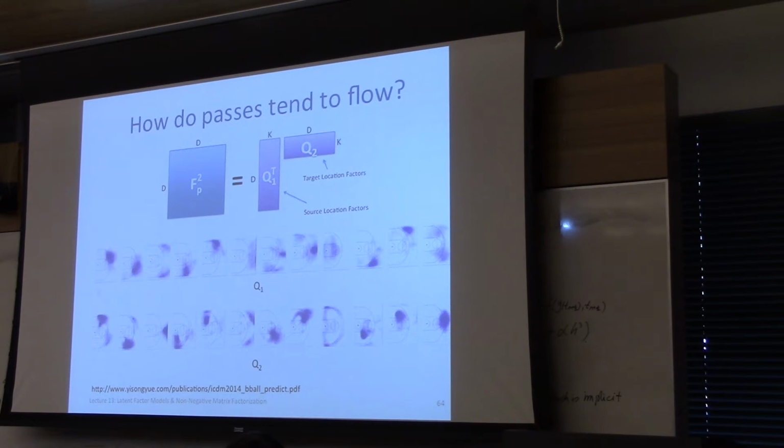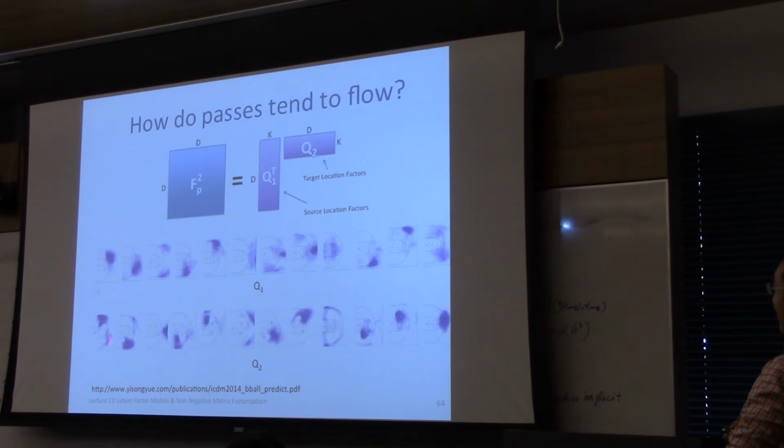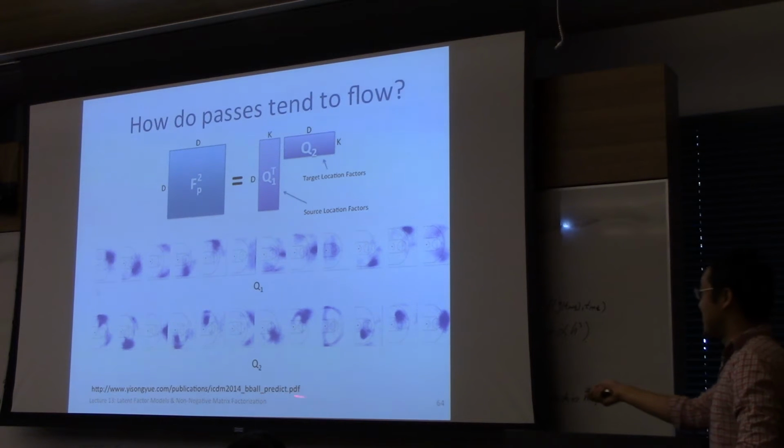So here, where do passes tend to flow? If this is the locations on the court, if you are over here, you tend to pass to someone over here. If you're over here, you tend to pass to someone over here, and so on and so forth. If you're interested in the details, they're all in this paper on my website.